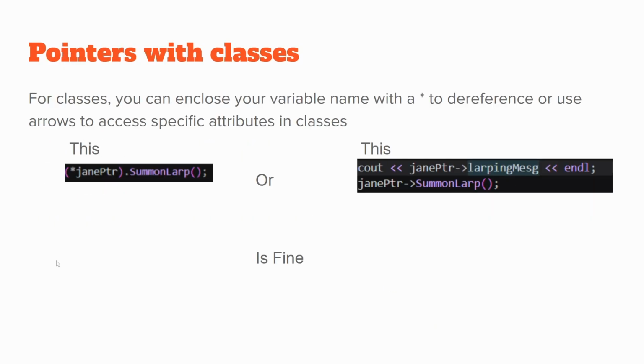So when it comes to classes, when you declare them as a pointer, there are two ways to dereference them. You can either use the star method that I showed earlier, where you dereference them in parentheses as an object, and then call normal functions via the dot. Or you can use the arrow sign to access specific variables or attributes, such as functions, within those classes. And this works for structs as well. And both are fine.